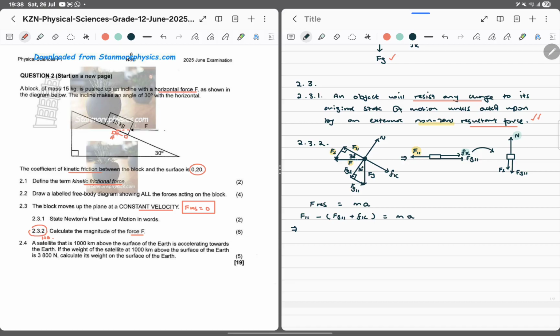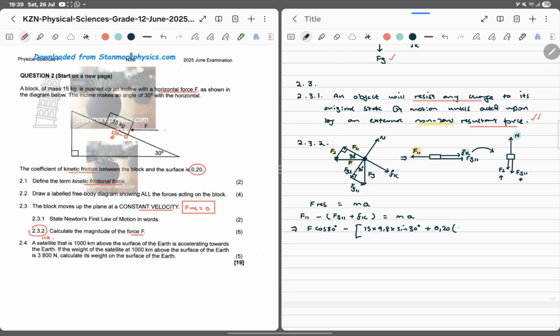Now, F parallel is on the adjacent side of the angle, so that's the cos. So this is going to be literally F cos 30 degrees minus, now this one is a bit complex, Fg parallel is going to be 15 times 9,8 times the sine of 30 degrees, right? Using the second triangle. This, we add the frictional force. The frictional force here is going to be 0,20 into the sum of these two forces.